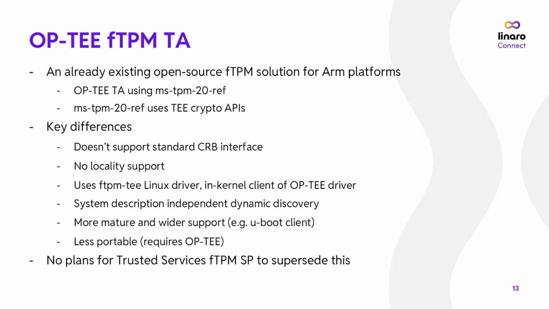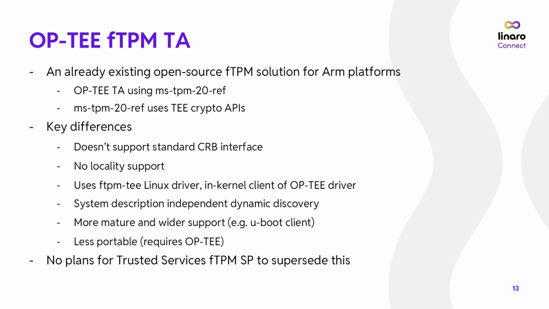And finally, I want to mention the OP-TEE fTPM TA, which is an already existing open source fTPM solution for ARM platforms. It's an OP-TEE TA using the same MSTPM library as a backend. They have replaced OpenSSL with the TEE Crypto API calls. And the key differences are that this solution doesn't support the standard CRB interface, so it doesn't have locality support, because it uses another driver in Linux, this fTPM-TEE, which is a kernel client of the OP-TEE driver.